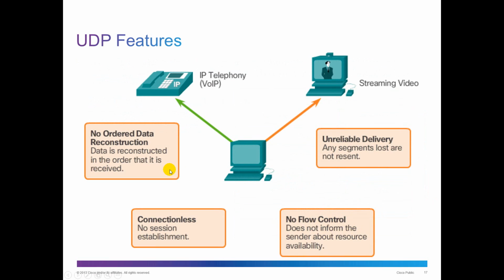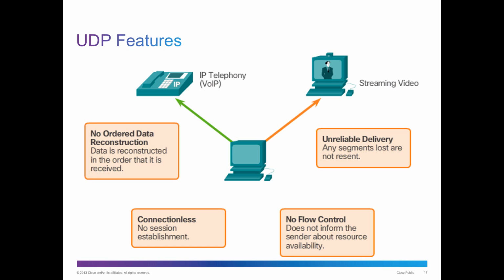So we have our UDP features: no ordered data reconstruction. Data is reconstructed in the order that it is received. That can lead to problems because sometimes your data segments don't all take the same path from one place to another. You might have a best path available, but then one of the routers in that path gets congested, and you take another route around it because that path becomes better, and then things can get out of sequence, and data can become slightly corrupted. It typically doesn't do anything too major, and that doesn't happen too often, but it can.